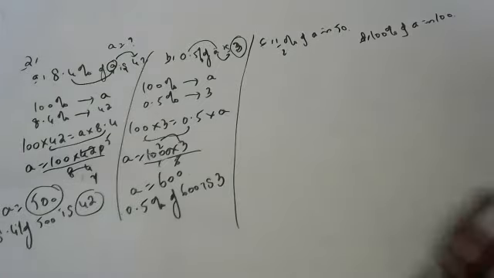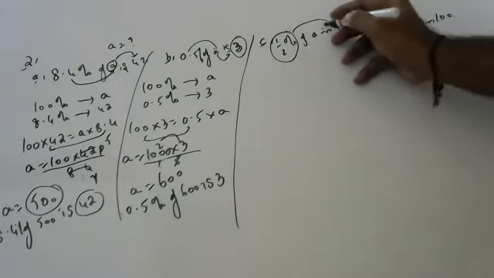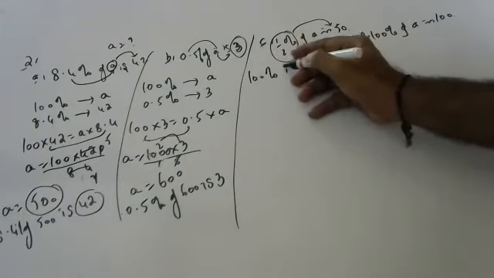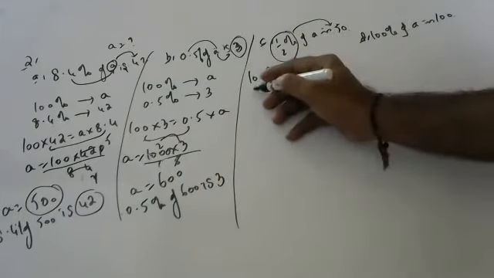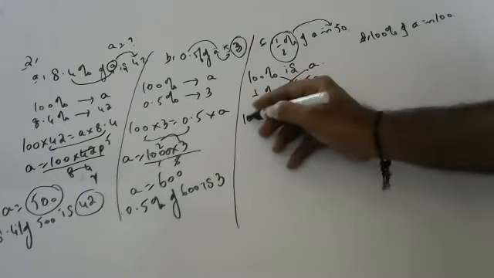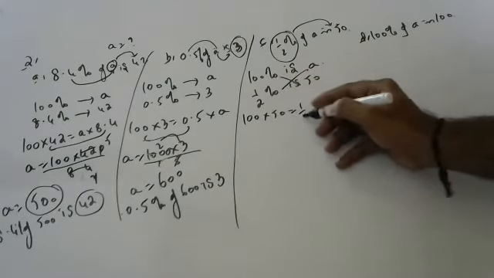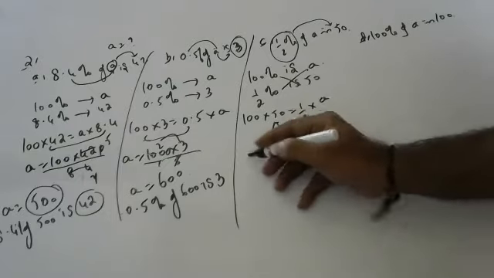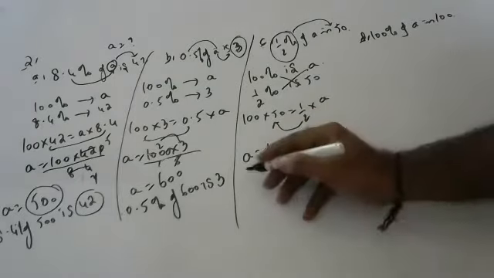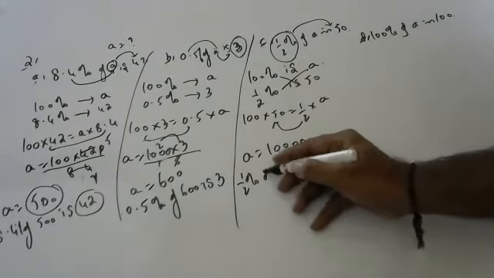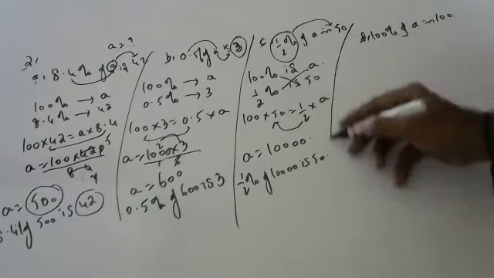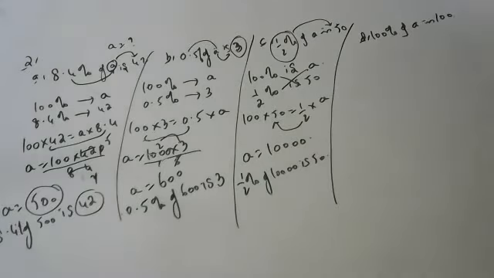Okay. Next, Anu, half percent of A is 50. Yes, sir. So 100% is A and half percent is equal to 50. Cross multiplication. 100 into 50 equals half into A. 2 will go up. A equals 100 into 50 into 2, 10,000. So half percent of 10,000 is 50.